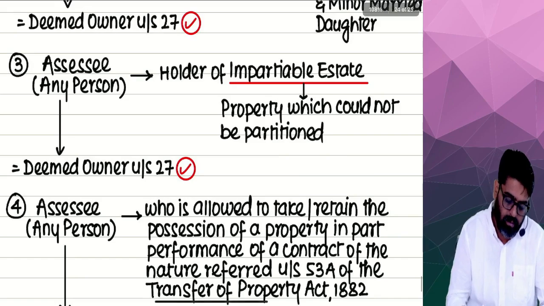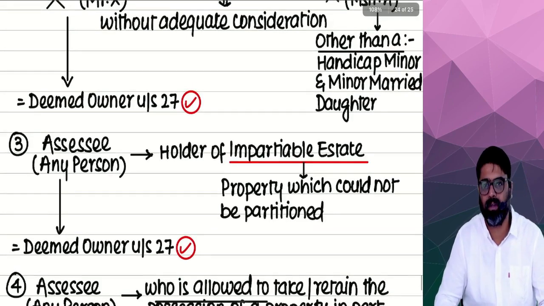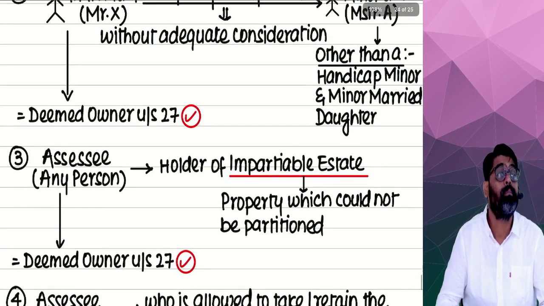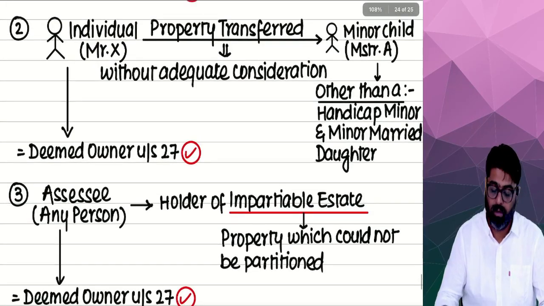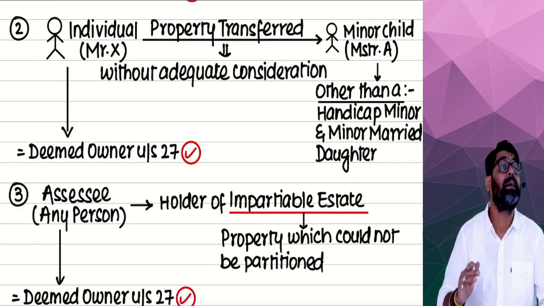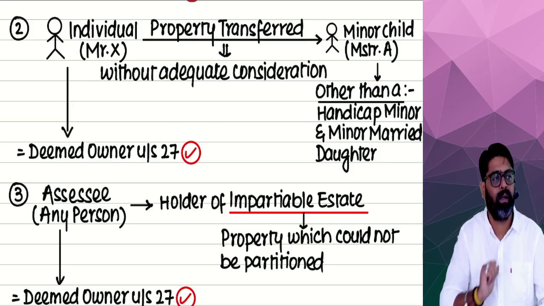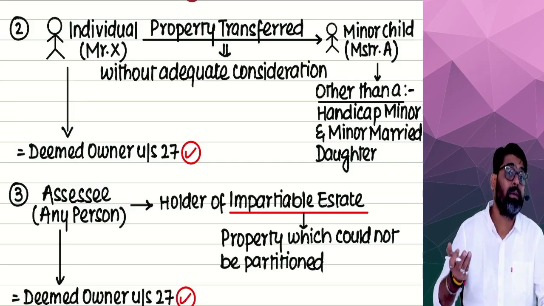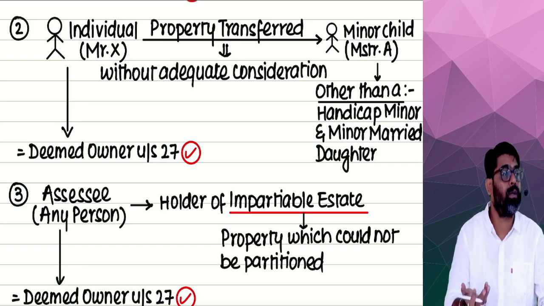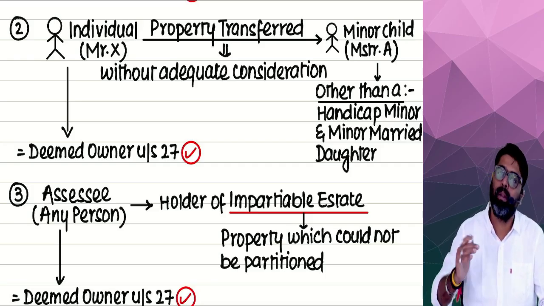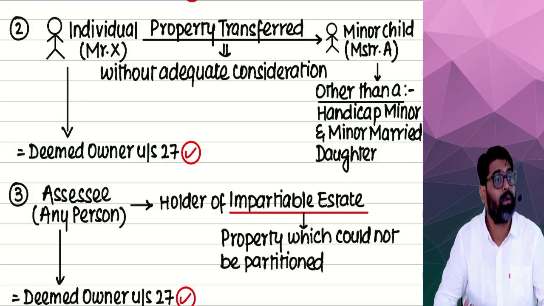Third case. Now, one question I am getting. Should I ask that question? But before that, the property is transferred on the name of your minor. Should not be a handicap minor. Minor should not be a minor married daughter. If the minor is a handicap minor, we will not treat you as a deemed owner. If the minor is a minor married daughter, then also we are not going to treat you as deemed owner. Then the income of that property will be the income of that minor child only. Yes or no?